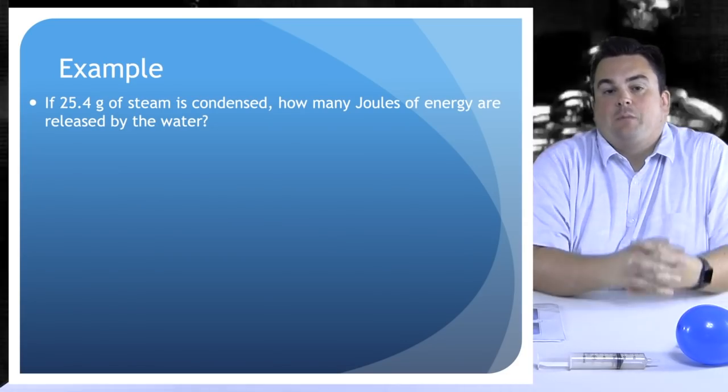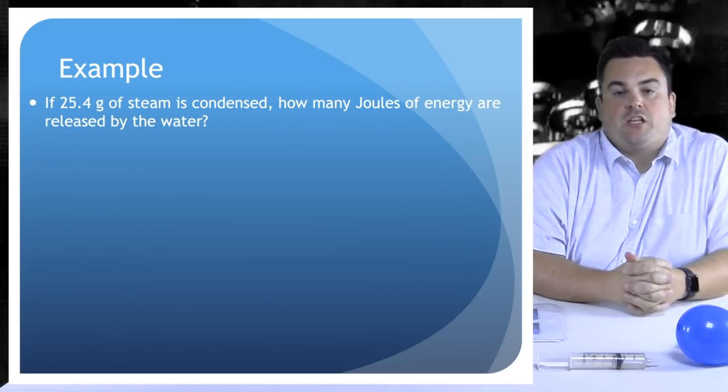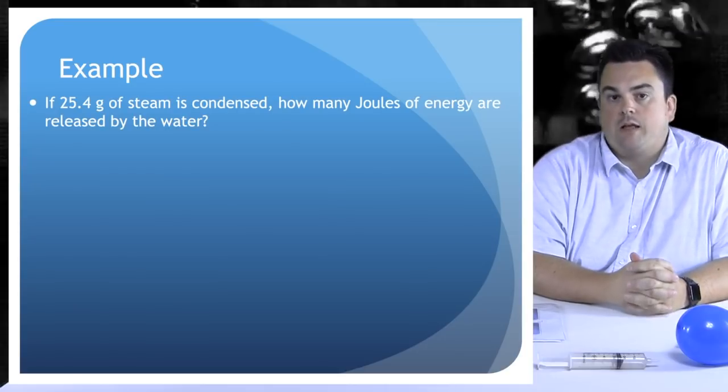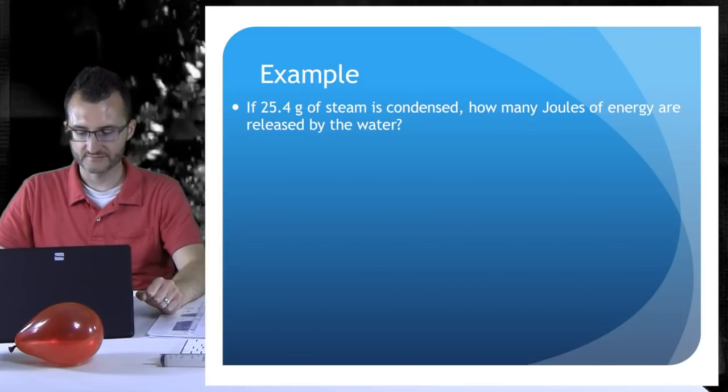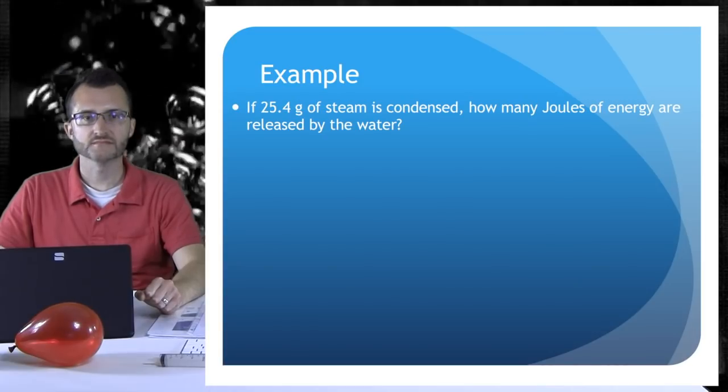All right, ladies and gentlemen, we're gonna do an example of a phase change heat calculation. Shu, are you ready? Yes, I am. All right, if 25.4 grams of steam is condensed, how many joules of energy are released by the water?